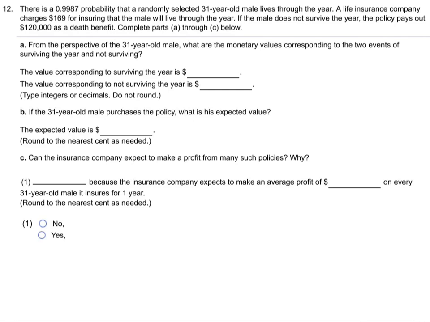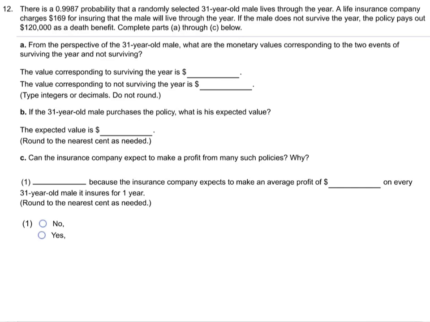So there is a 0.9987 probability that a randomly selected 31-year-old male lives through the year. A life insurance company charges $169 for insuring the male will live through the year. If the male does not survive, the policy pays out $120,000 as a death benefit. So let's figure it out. That's basically betting. I believe in this betting. I have life insurance. But that's what it is. Let's be clear.